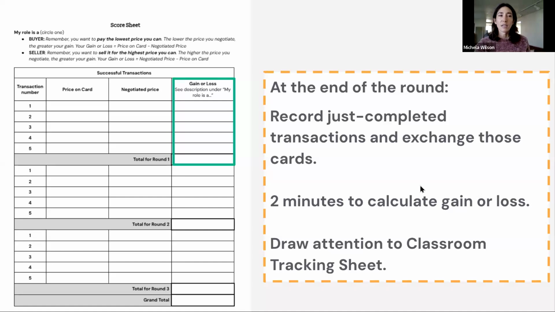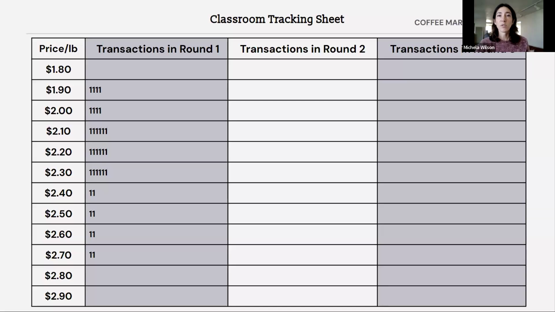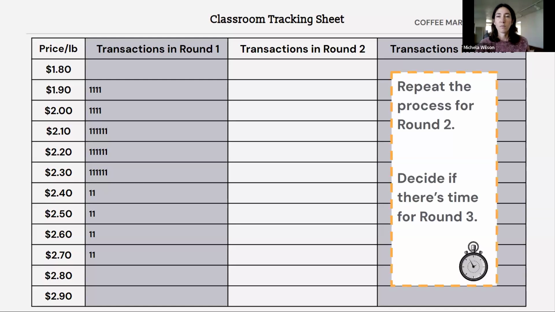Anyone who's just made a transaction can go ahead and record that and trade in their card. Everyone else will just sit down with the cards that they are left with, and we'll give them 2 minutes to calculate their gain or loss on the spreadsheet. Then we're going to draw the attention back to this classroom tracking sheet so they'll have more information when they negotiate as they move into round 2.